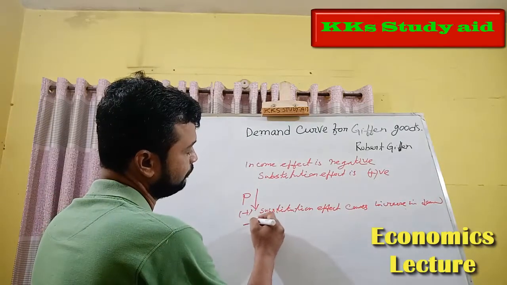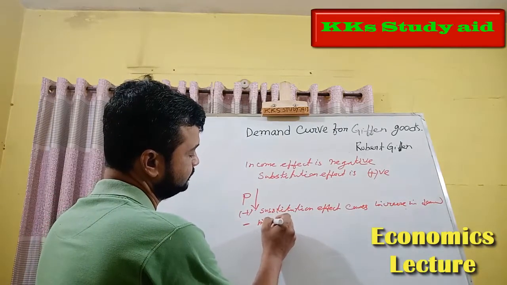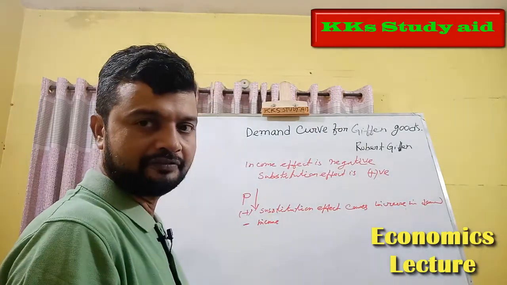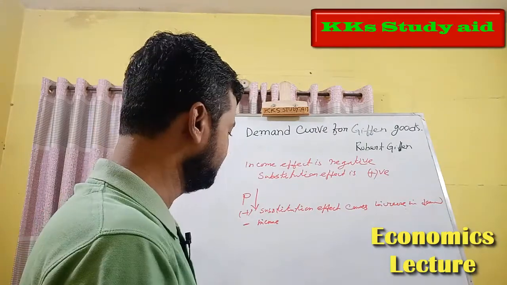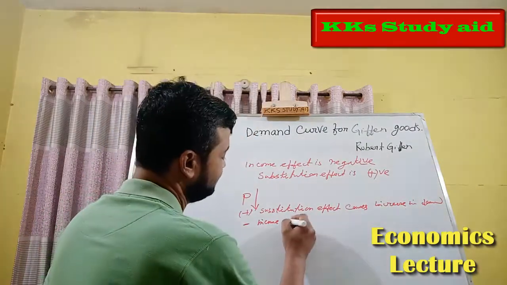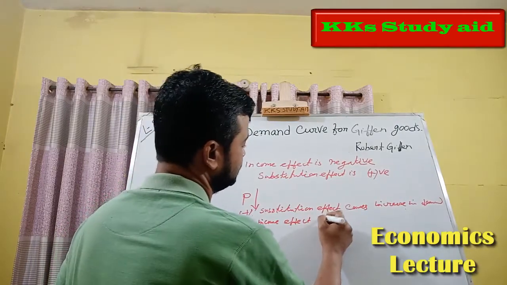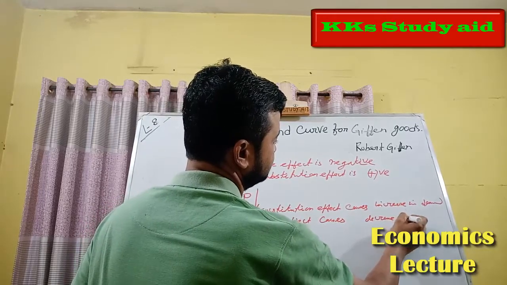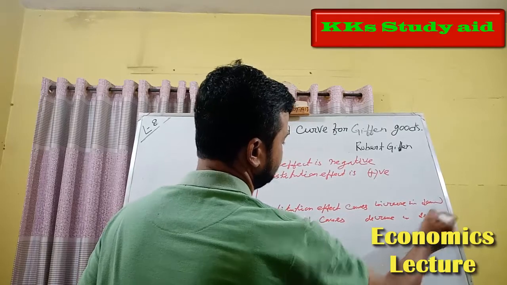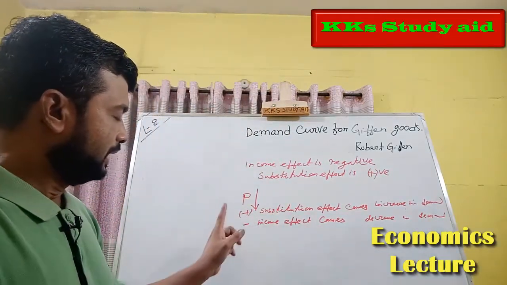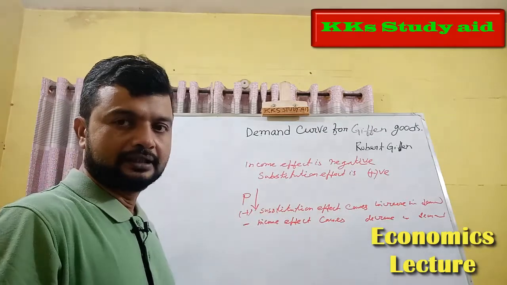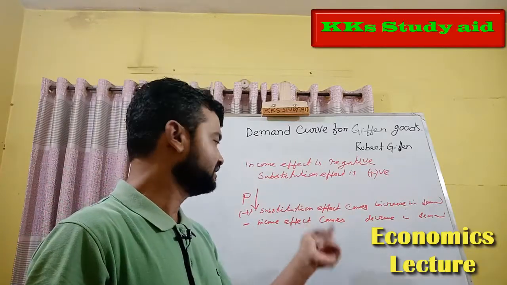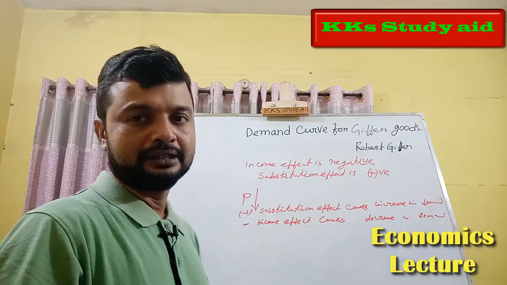Now the negative income effect. As Giffen Goods are a highly inferior good, there will be a negative income effect. When income rises, there will be a decrease in demand. Negative income effect causes a decrease in demand. Because this is Giffen Goods, the negative income effect is larger than the positive substitution effect, so there will be a decrease in demand.